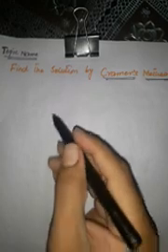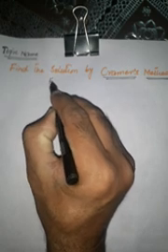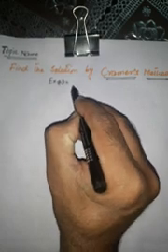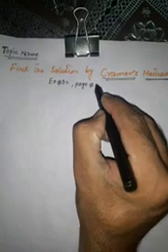Bismillahirrahmanirrahim. Our next topic is find the solution by Cramer's rule. This method we use to solve the system of linear equations. First we take a question in which we use Cramer's rule to find its solution. That is exercise number 3.2, page number 104.